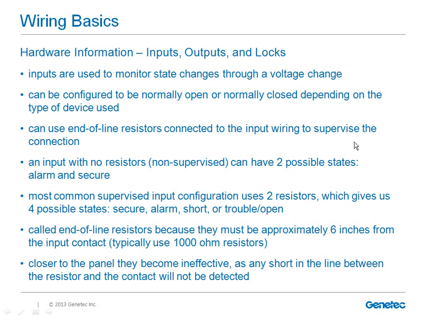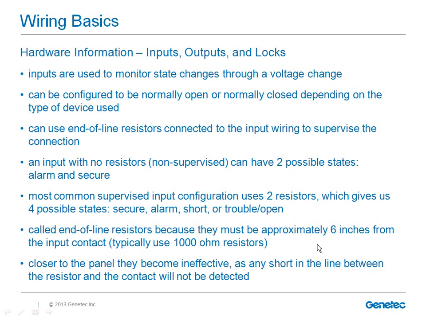End-of-line resistors can be connected to the input to supervise the connection for any shorts or broken wires. When we're not supervising the input, so that means we don't have any resistors set up, we can have two states for an input: alarm and secure. The most common type of supervision uses two resistors, and it gives up to four possible input states: secure, alarm, short, and trouble or open. Now we're just going to see an example of this in the next slide coming up.